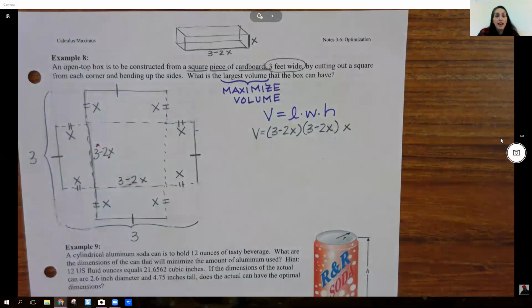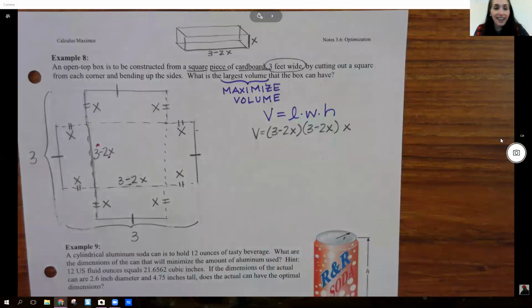And now we have a volume formula, all in terms of one variable. So the only thing left to do is to take the derivative of this and set it equal to 0 and make sure we get a reasonable answer, okay?